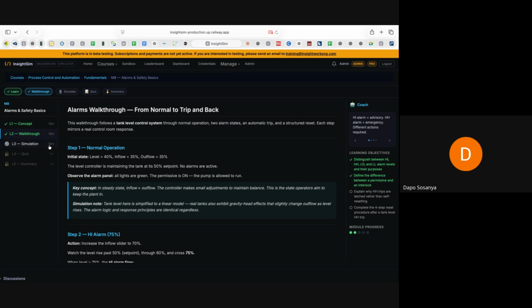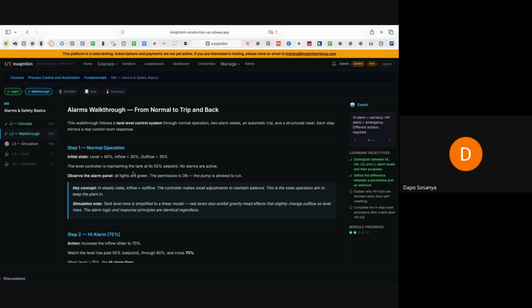Okay. So the walkthrough, we'll go into the simulation now. Making good time. Anyway, this is not much really. The initial step one, normal operation: initial state 40%, inflow 35%, outflow 35%, right? So that will maintain this level at 40% because inflow equals outflow, right?